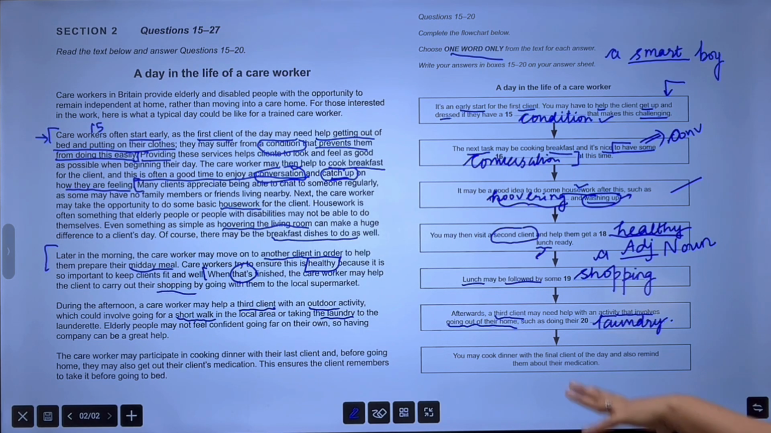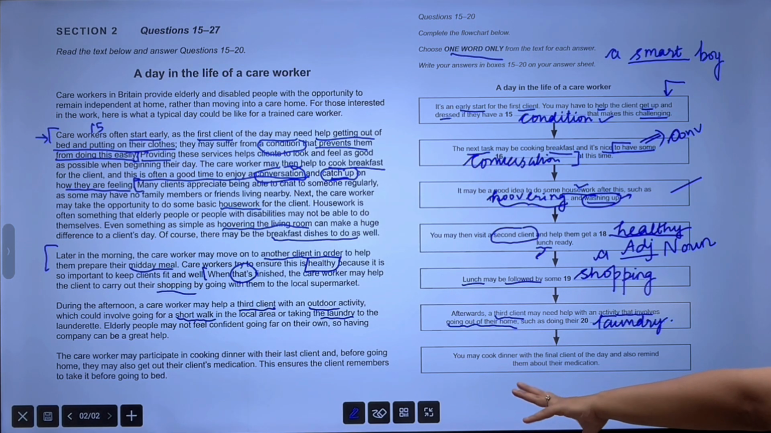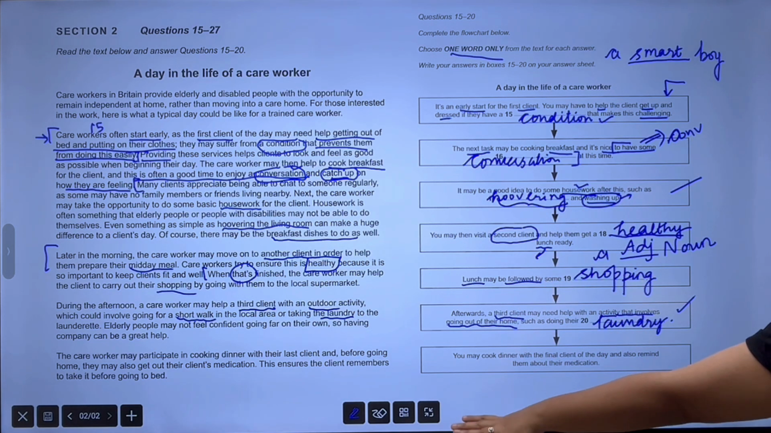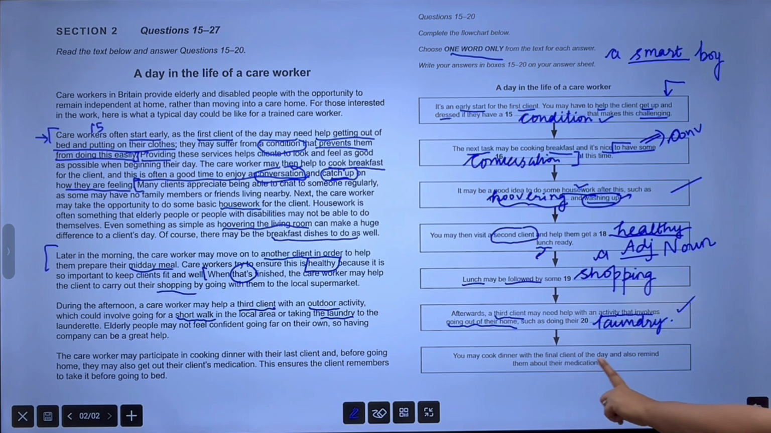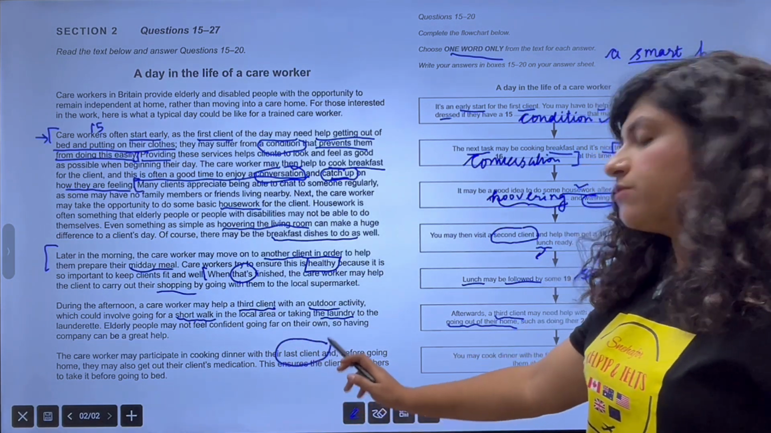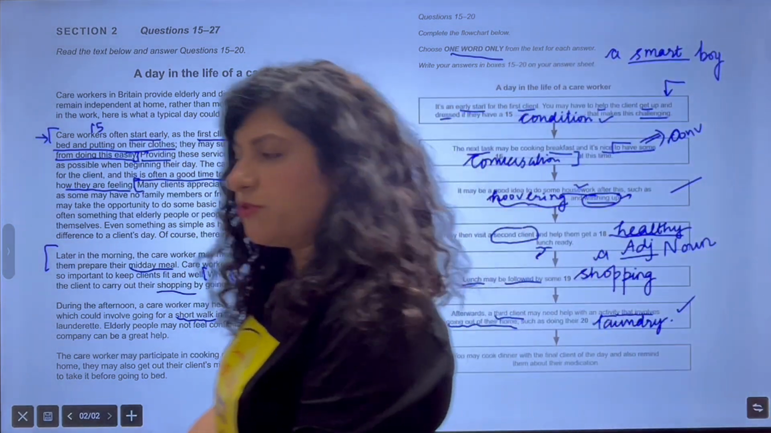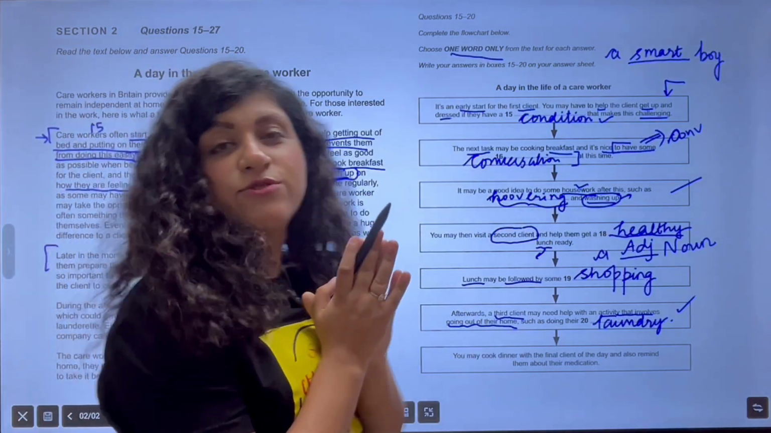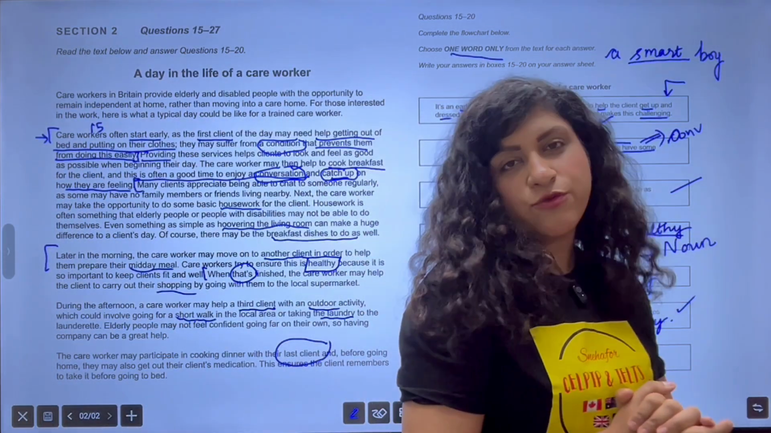And in the last question, it says, you may cook. Oh, it's not a question. It's just another statement given. So you need not read it because you have already solved the questions, right? Still, I'm going to read it out. You may cook dinner with the final client of the day and also remind them about their medication. So this information was over here, though there is no question to solve, so we're going to leave it over here only.